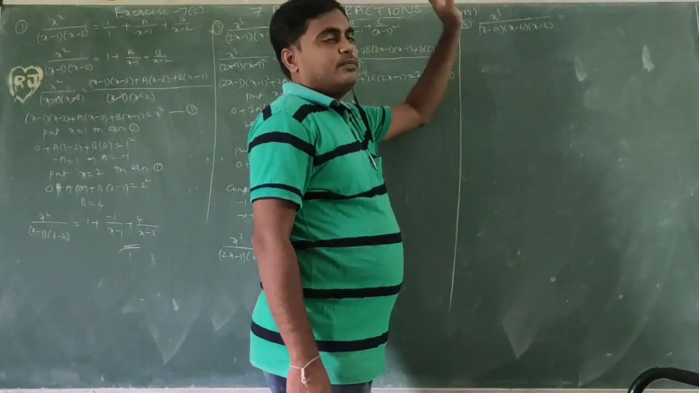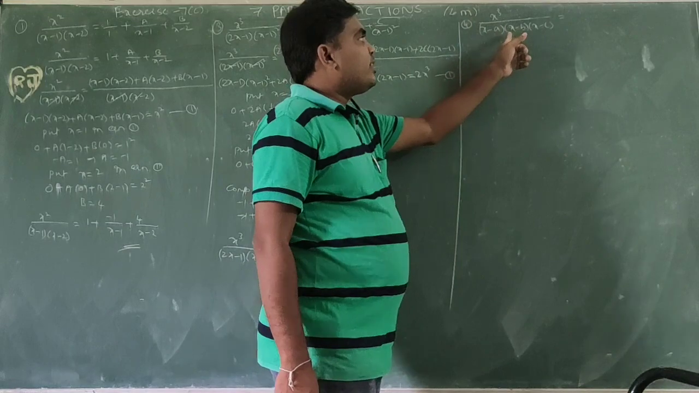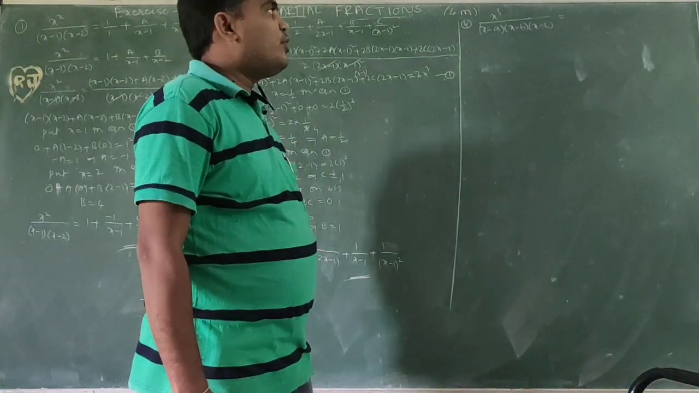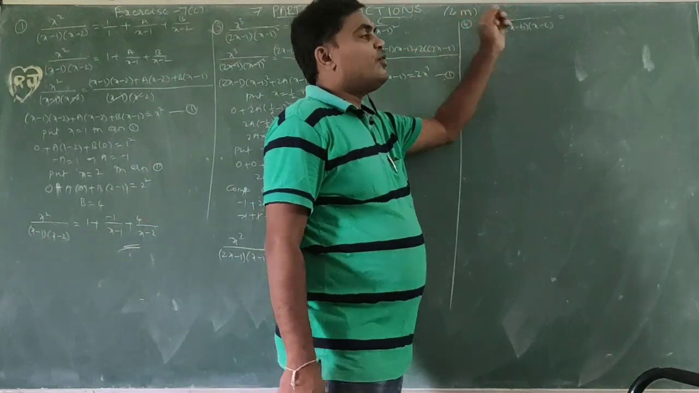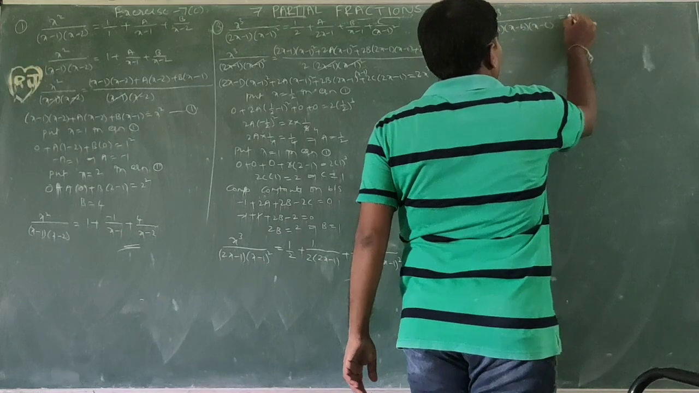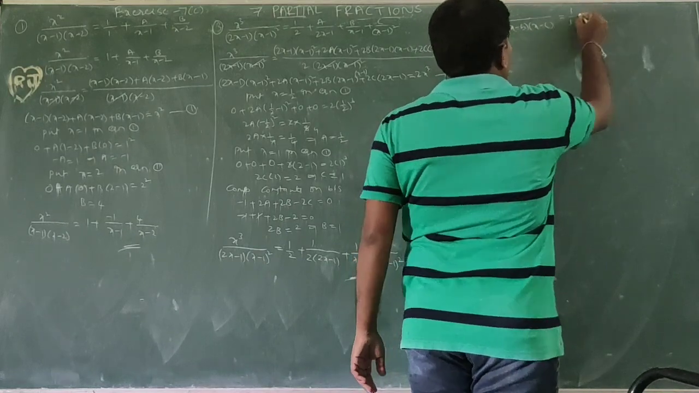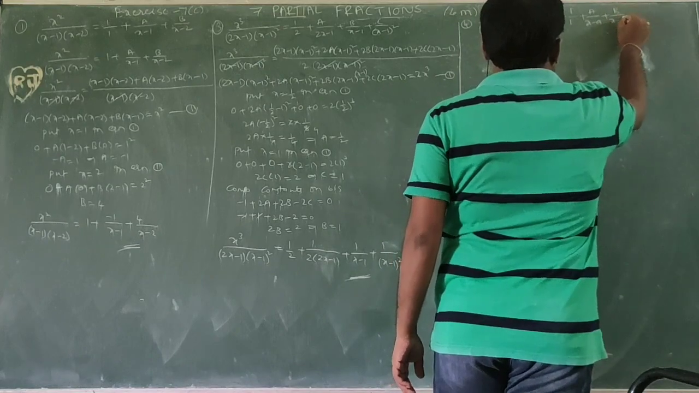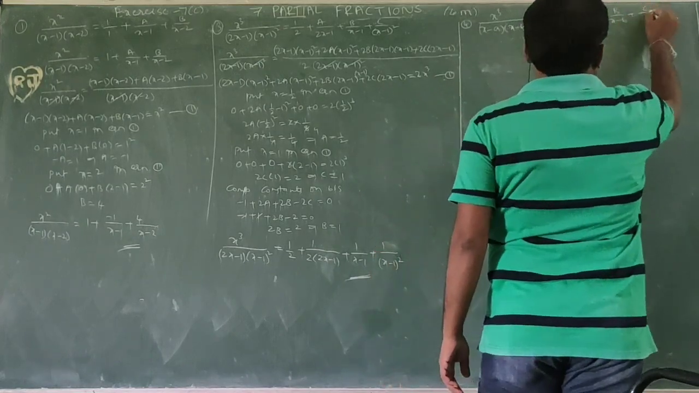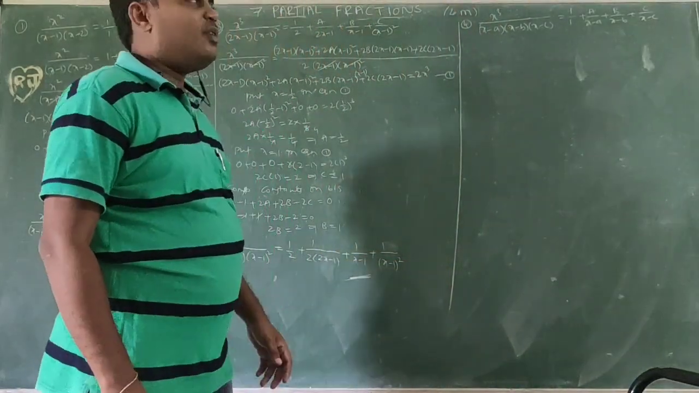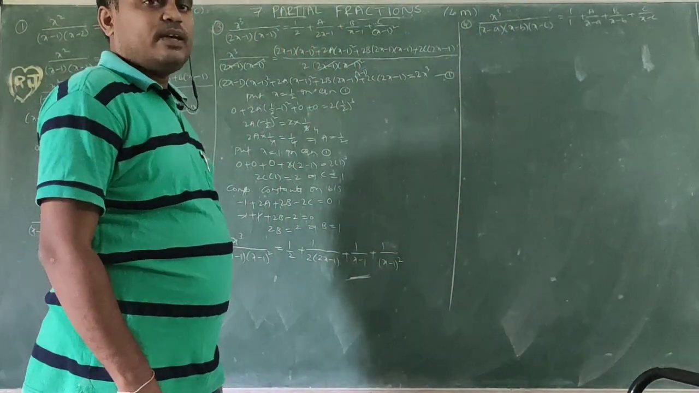Highest power x cube, x into x, x square into x, x cube. Here also highest power x cube. So x cube coefficient 1 in the numerator, x cube coefficient 1 in the denominator. So numerator coefficient 1, denominator x cube coefficient 1, plus a by x minus a plus b by x minus b plus c by x minus c. So after taking LCM and simplifying, we will get a, b, c values.